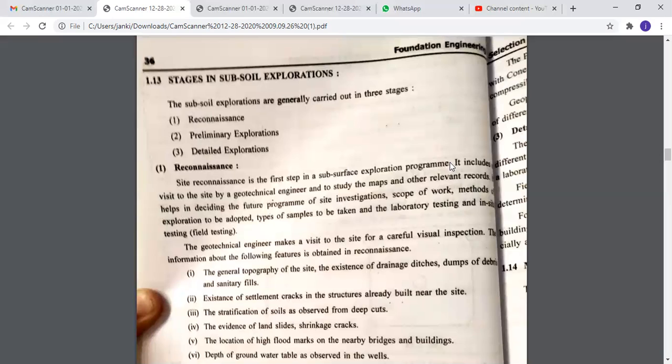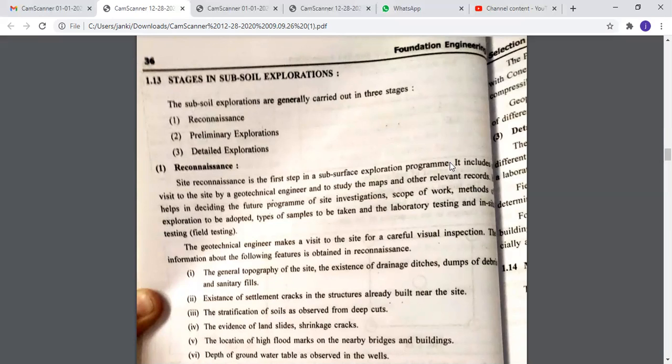They also help in deciding the scope of work, the methods of exploration to be adopted according to the different types of structures, the types of samples to be taken from the site, and what laboratory testings are done at that type of site, either in situ testing or laboratory testing, right? So basically a geological engineer visits the site and makes a careful visual inspection, right?